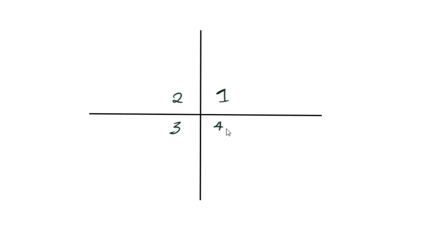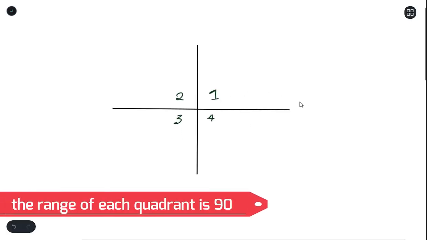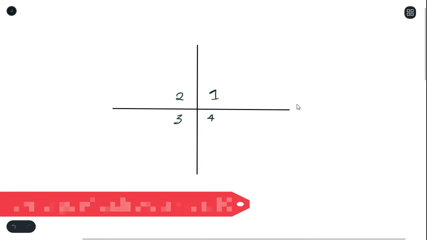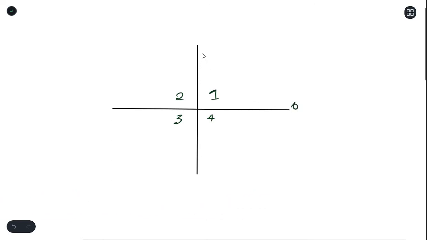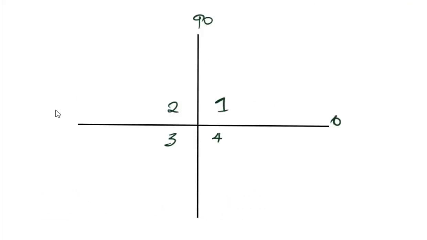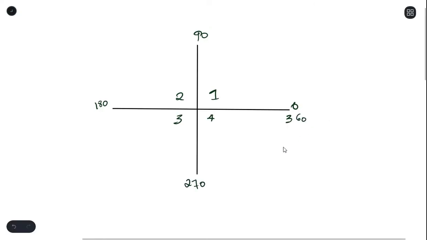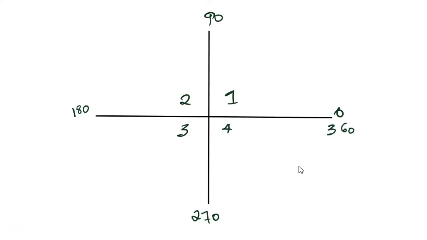The first thing you need to know about the quadrant is, it sounds easy, but you need to understand that there are 4 quadrants. And the 4 quadrants are divided by 90 degrees. So what I mean is that the first quadrant goes from 0 to 90, while the second goes from 90 to 180, and the third goes from 180 to 270, and the fourth goes from 270 to 360.